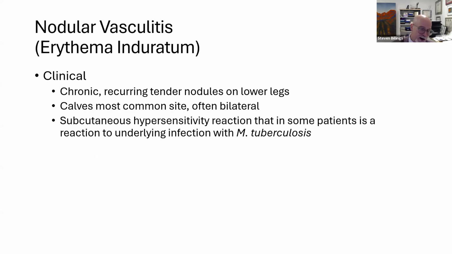Nodular vasculitis or erythema induratum is the classic lobular panniculitis. Clinically, you see chronic recurring tender nodules on the lower legs, and instead of the shins, it's usually the calves that are involved. It is, again, a hypersensitivity reaction. In some patients, it's a reaction to underlying infection with tuberculosis. That is less common in the United States. I'm not sure if that's more common in Pakistan or not.